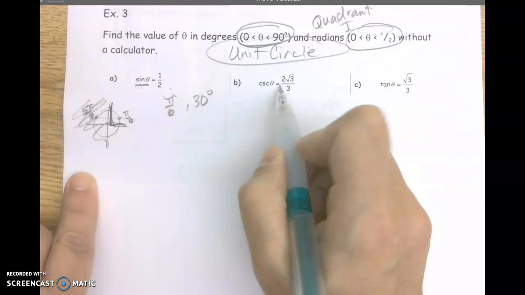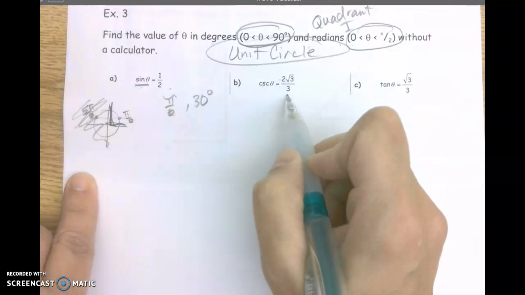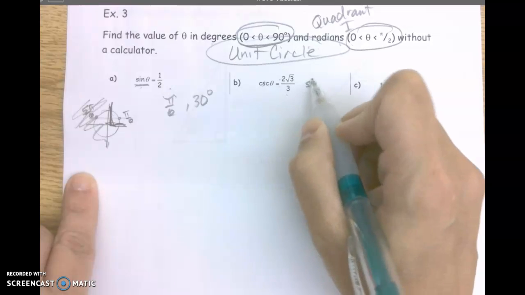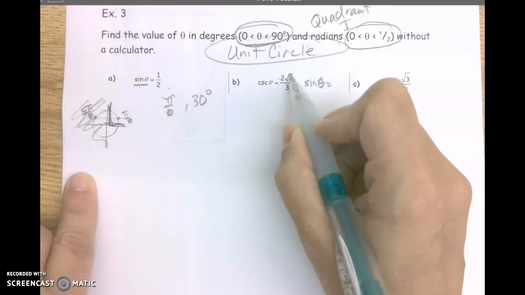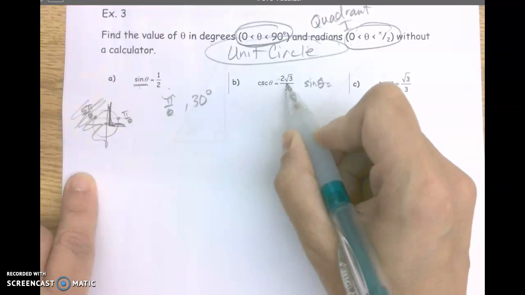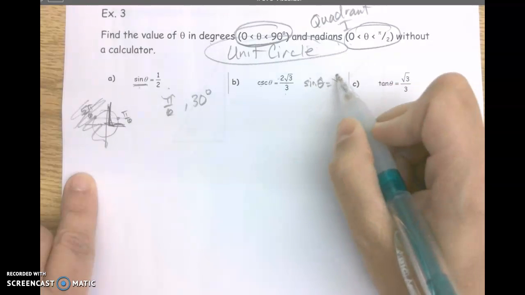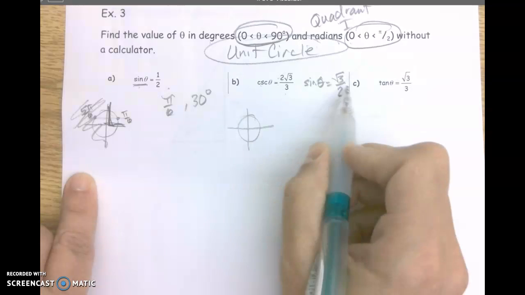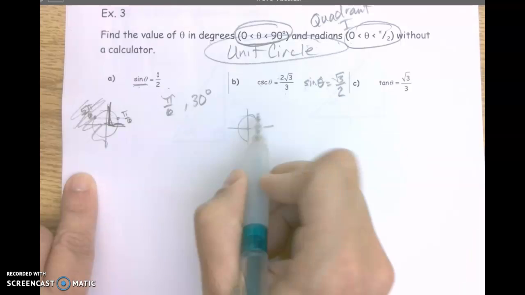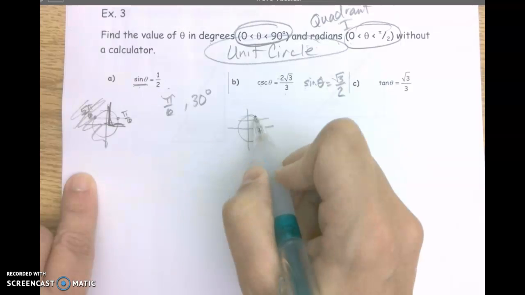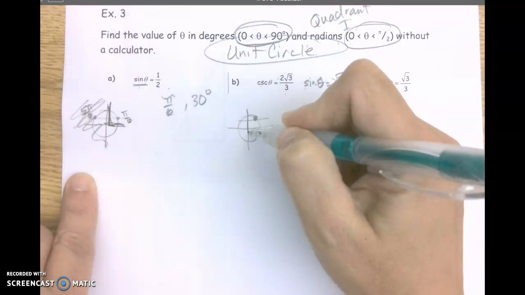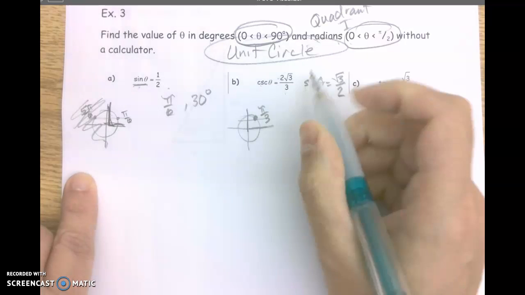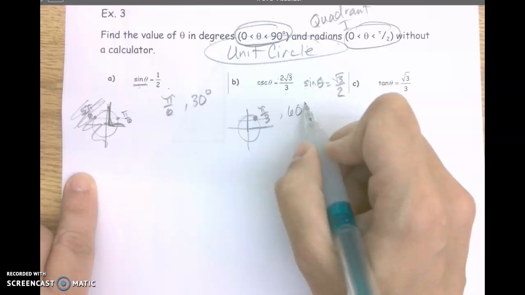Okay, cosecant is 2 square roots of 3/3, and we've done a bunch of this now. That cosecant is the reciprocal of sine, and the reciprocal of 2 square roots of 3/3 is the square root of 3/2. So in my unit circle, I'm looking for a sine or y value of the square root of 3/2, which would be up here. And again, I just want quadrant 1. So that's going to be pi/3 or 60 degrees.